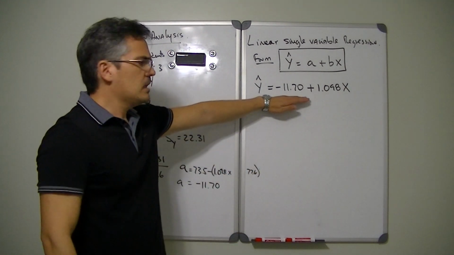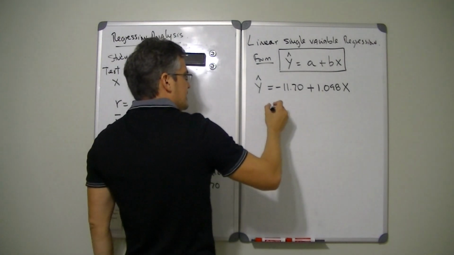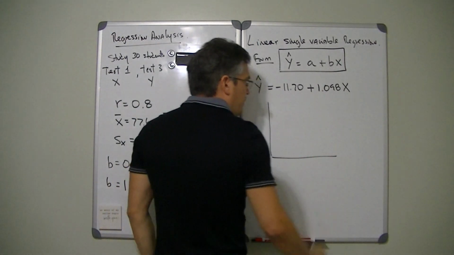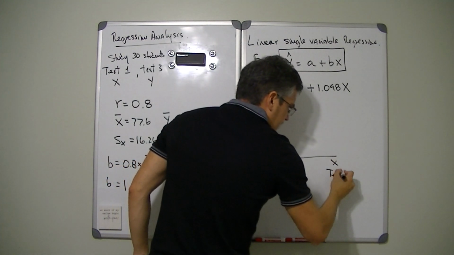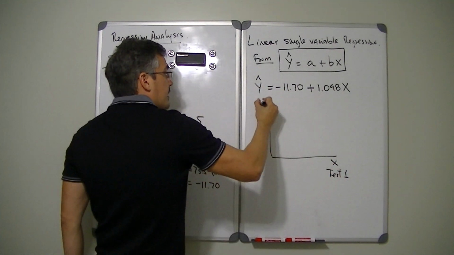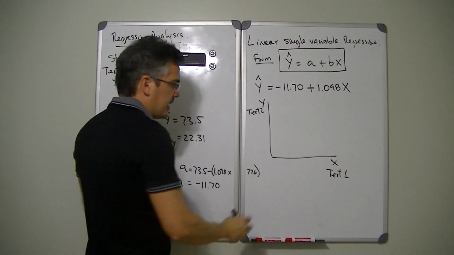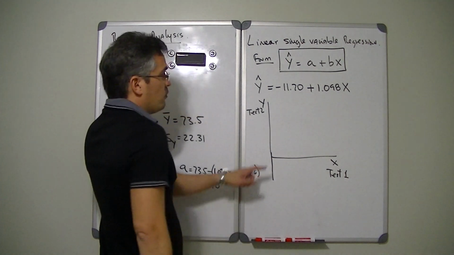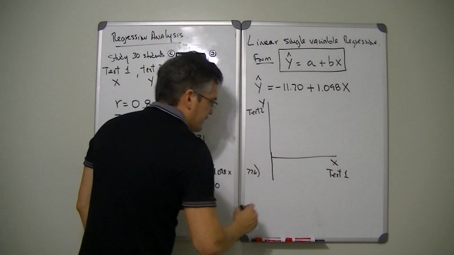Okay? So, in any case, once I calculated my a and my b with the information that was needed, now I got my regression equation. Now this regression equation is basically saying that out of the points that I obtained, and remember my x was the test 1 score for that class, and my y was the test 3 score for that class, then my y-intercept is going to be at negative 11.7.